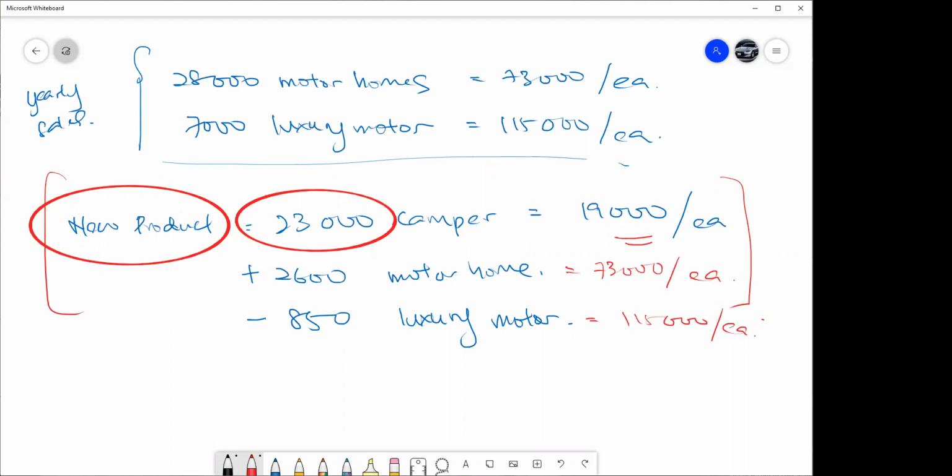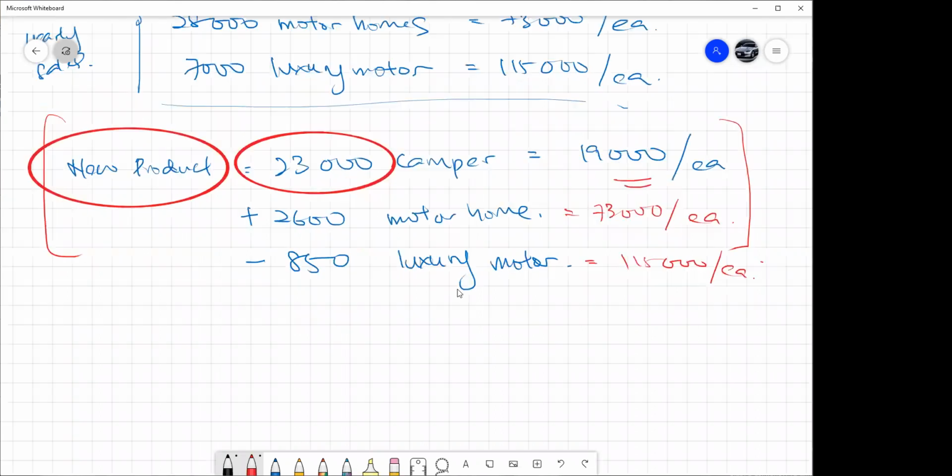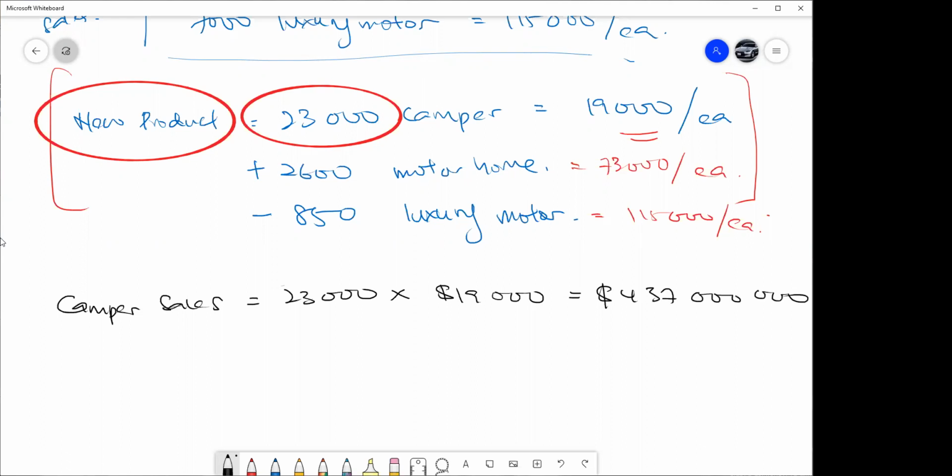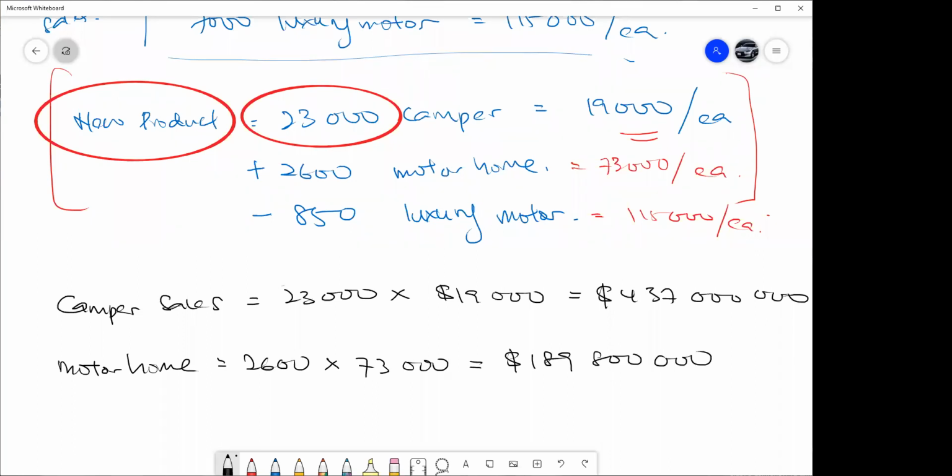First of all, you want to count how much of sales of this camper. So you count camper sales first. Camper sales, 23,000 units multiplied by 19,000 each. Okay, you get $437 million. All right. Then count your motorhomes. Motorhome increase of sales, 2,600 times 73,000. How much does that give you? 189 million, 0.8.